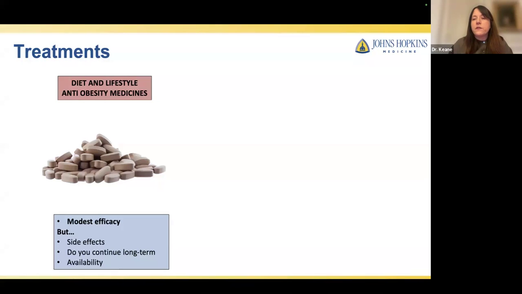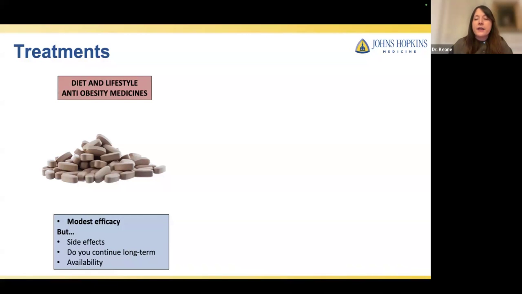So what treatments are out there? Well, you should really think of the treatments for obesity like a ladder. Right at the bottom rung is diet and lifestyle changes. We all know about these, and of course, they come with very little side effects. But long term, we know they're very hard to maintain.